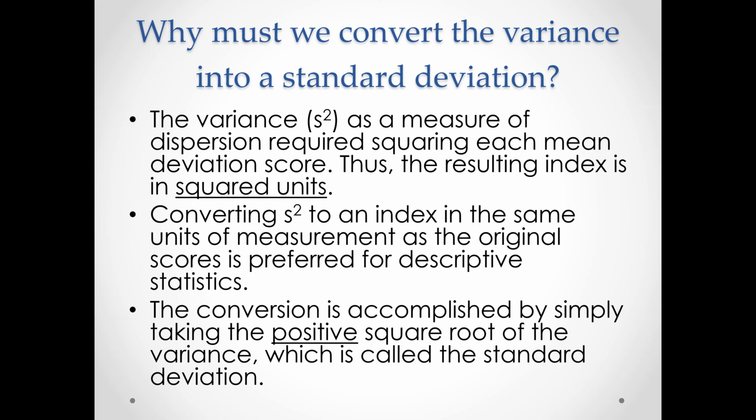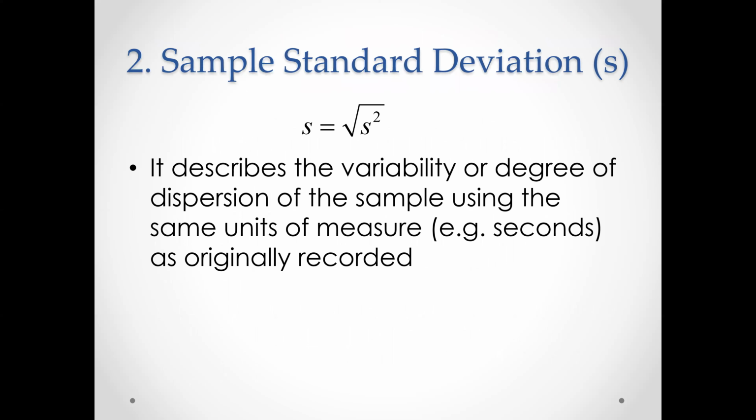How do we do that? Well, we solve for the square root of the variance. And that's how we get the standard deviation. It's that simple. We take the positive square root of the variance, and that allows us to solve for the standard deviation. So again, the reason we need to solve for it is that we need to get back to the units we measured our data in. When we solve for the standard deviation, it's simply the square root of the variance.